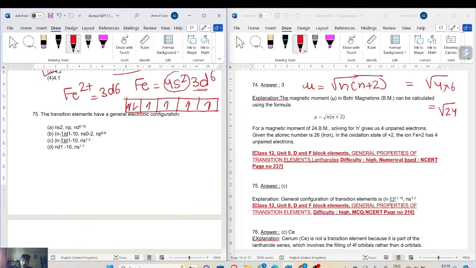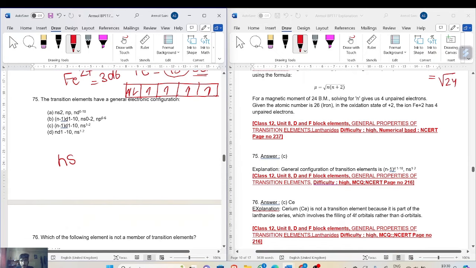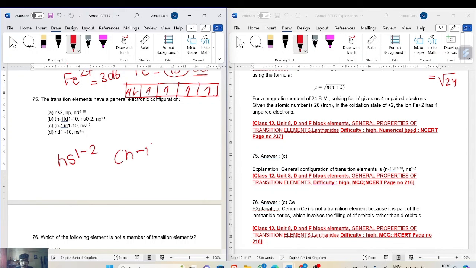Here we have to write the general electronic configuration for the transition element. So it should be ns 1 comma 2, and (n-1)d 1 to 10. So we know this is the general electronic configuration for all the transition elements for 3d, 4d, and 5d series. So this is clear. The correct option will be (n-1)d. The correct option is C.